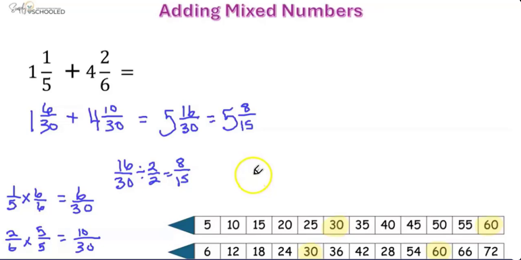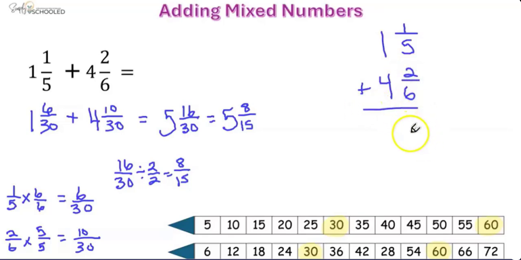I do want to show you another step. When it comes to adding mixed numbers, I like to put it up and down. As you know, when you're adding regular numbers, you can write it across or up and down. So I'm going to rewrite this as 1 1/5 plus 4 2/6. Now, the reason I like to rewrite it like this is because I keep my fractions together and my whole numbers. And now I'm going to have to redo them, remember, because they have to have like denominators.